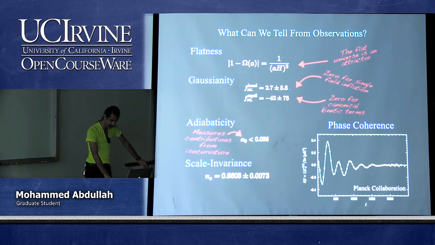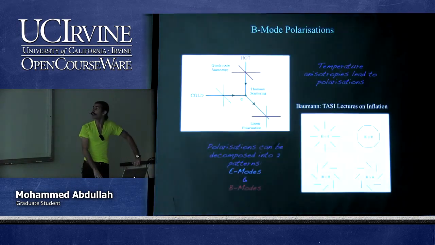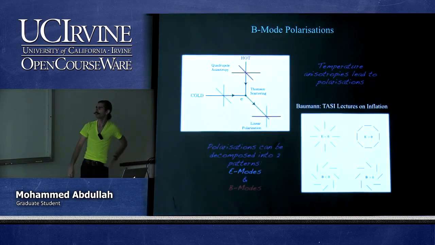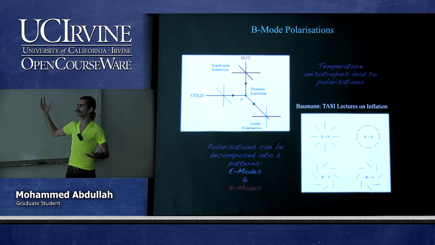But now I want to talk about one bit of evidence, which there's been a lot of talk about lately, which is B-mode polarization. If you have some hot plasma, with some hot regions and cold regions, then Thomson scattering can cause the scattered light to be linearly polarized.